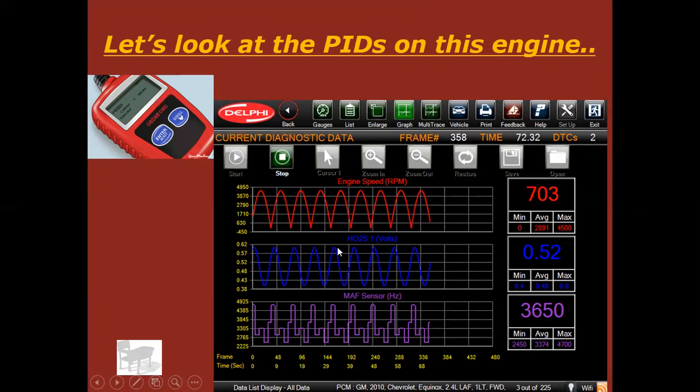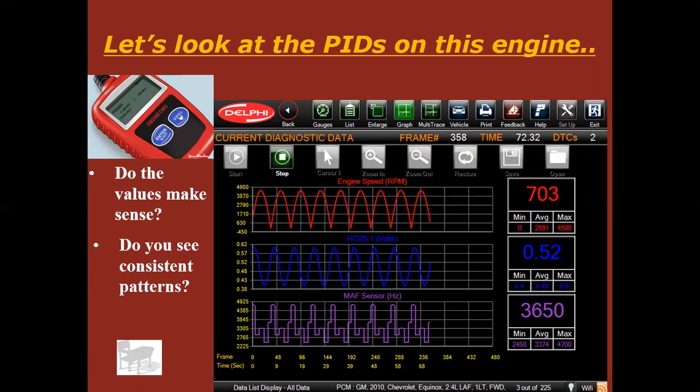Again, if you don't know what these things mean, that's fine. We're not here to dive into those today. I'm gonna show you a trick on how to use these live data readings, but it's okay if you don't know what MAF means and what an oxygen sensor is. So the thing I want to get into your brain today is, when you're looking at a live view or the PIDs, do things look like they make sense? Even if you don't know what everything is, do you see patterns that make sense? Do you see values that make sense?